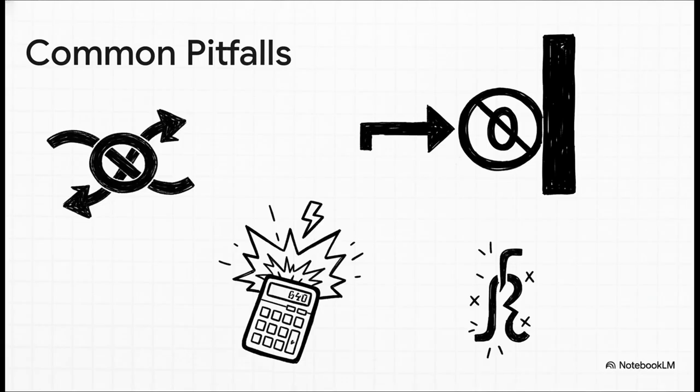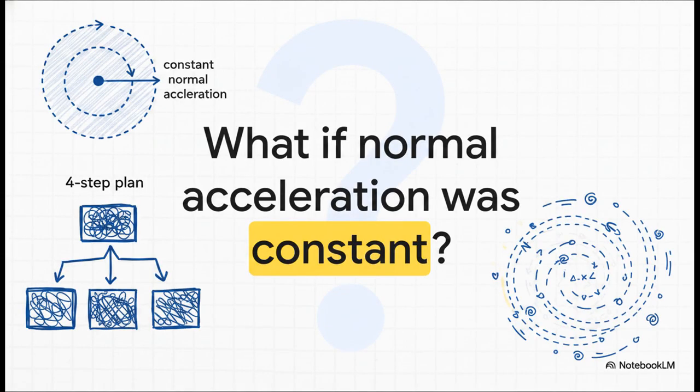And of course, the classics. Always double-check your calculus. And I'll leave you with a little brain teaser to chew on. We solved this for a normal acceleration that grew with time squared. What if it was just a constant? How would that change our answers? See if you can take the 4-step plan we developed and apply it to that new scenario.